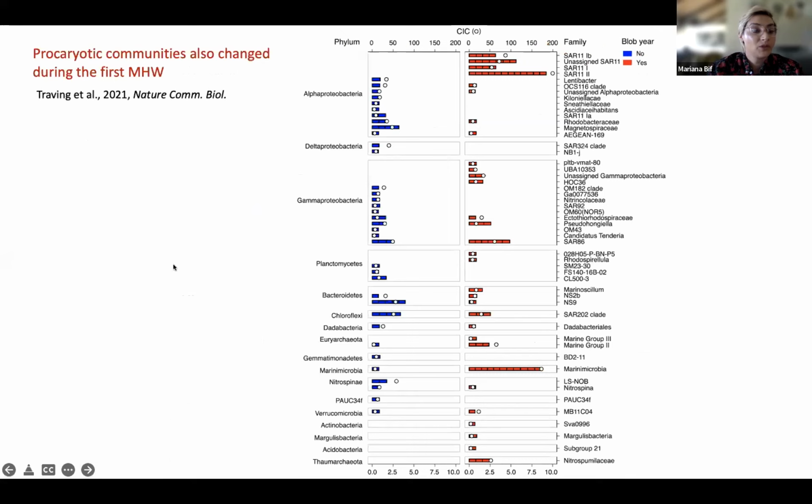So Traving also found out that the prokaryotic communities changed during that first marine heat wave. So they integrated the entire water column, collected DNA, and then compared before and during marine heat waves, and found out that the community composition, no blob years and yes blob years, were very different.